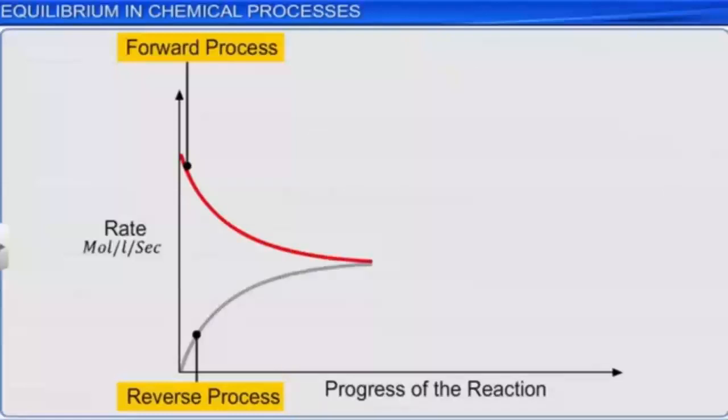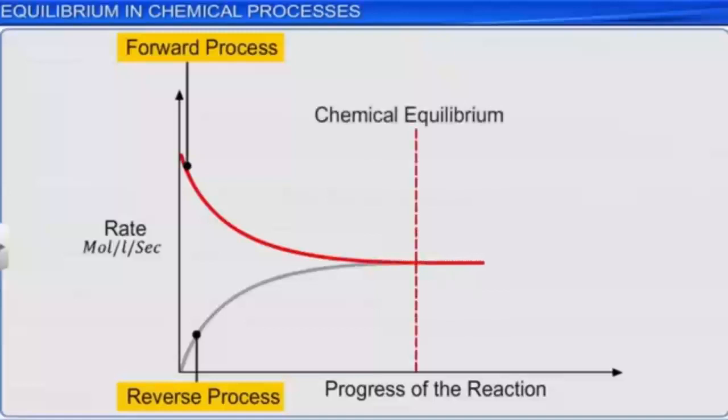This stage is known as chemical equilibrium. It must be noted that the reaction can reach a state of equilibrium even if we start with the products, which is because equilibrium can be reached from either direction.